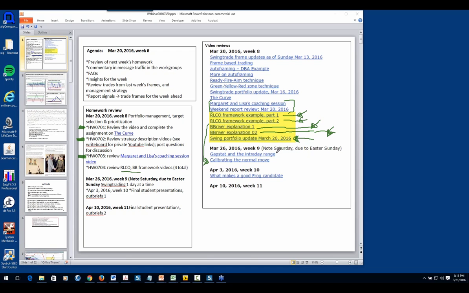And then we'll add these two in there too: calibrating the normal move, and then the use of the gap stat and the intraday ranges, improving our performance on day one of the trade and then the last day of the trade, how to get that intraday extra boost of performance through the use of the gap stat. All right, so those are the videos and the homework going forward.